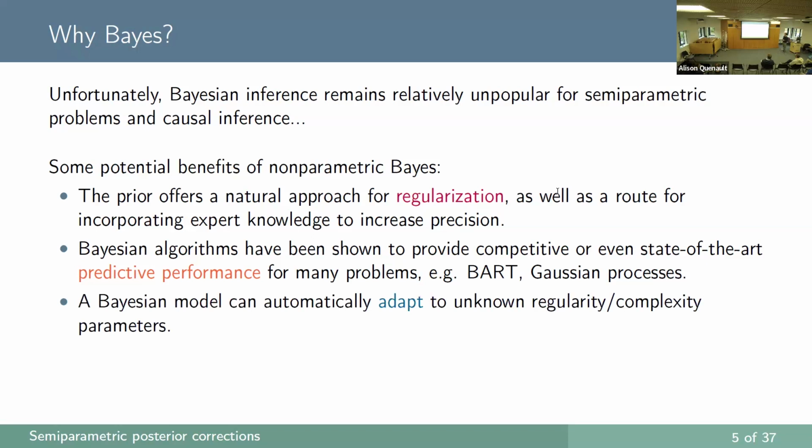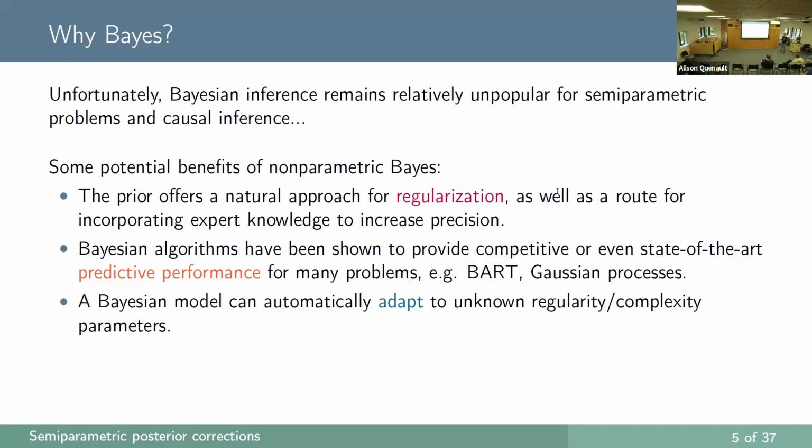And the third thing I want to talk about is that a Bayesian model can adapt. So often we have lots of nuisance parameters that relate to the regularity or the complexity of our model. And it might not be immediately obvious how we actually tune these things in both the frequentist and Bayesian setup. What we can do with the Bayesian model is we just take this as a parameter and then we put a prior distribution on it. And that allows us to automatically adapt to an optimal configuration using the data for these regularity and complexity parameters. Okay, so those are the potential pros of using nonparametric Bayes in a semiparametric framework.